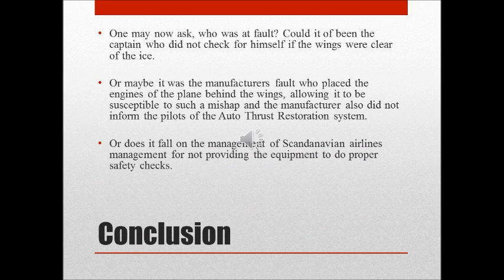Or does it fall on the management of Scandinavian Airlines for not providing the equipment to do proper safety checks? I leave you to think of who was at fault and how this incident could have been avoided.